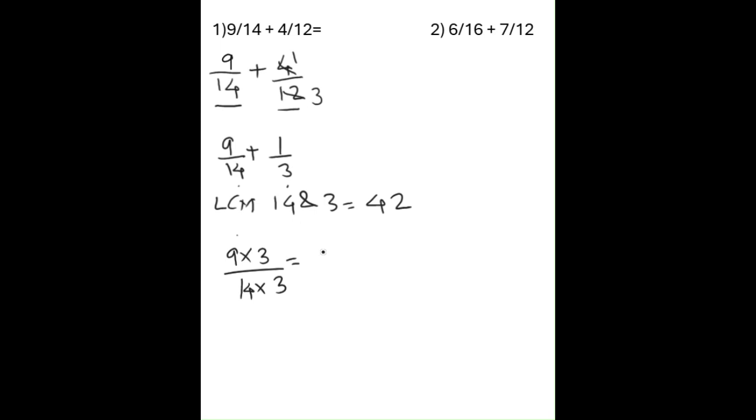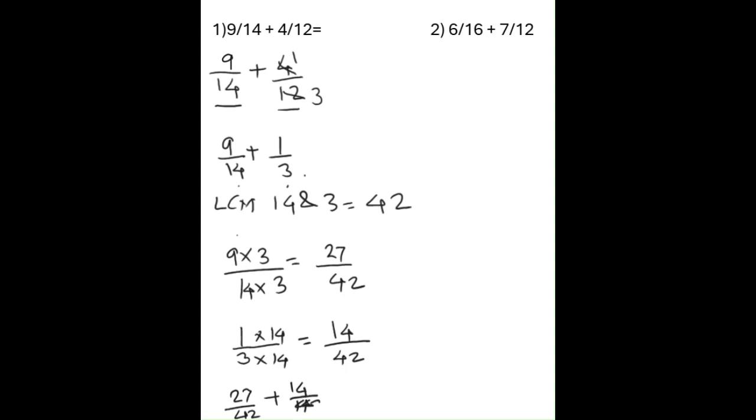we will get 27 by 42, and if we multiply this by 14, we will get 14 by 42. Now we will add both of them. So after adding 27 by 42 and 14 by 42, we will get 27 plus 14 by 42. Now the denominator is common, so the total answer will be 41 by 42.